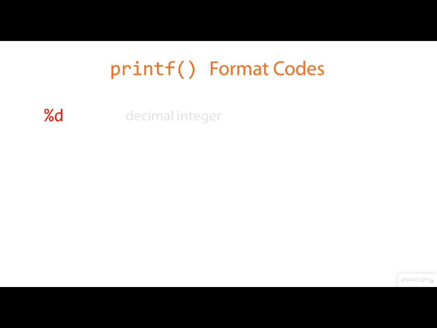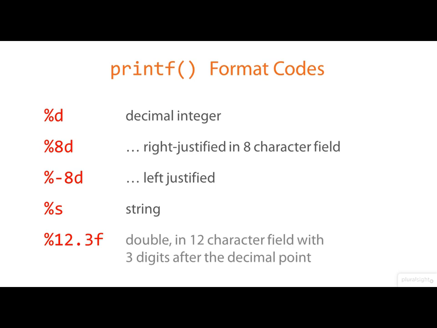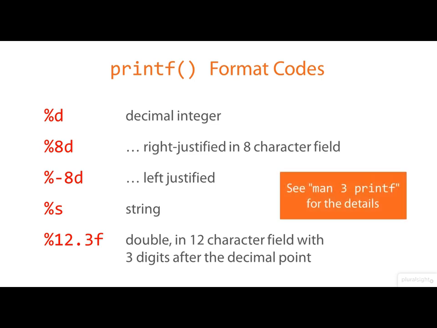So we'll begin with %d, which says just to output an integer as a decimal value. Here we introduce the idea of a field width. The value will be right justified in an 8-character field. We can specify a negative field width, in which case the output will be left justified in the field. %s outputs a string. And here we have a slightly fancier example. The f format code says that we are outputting a floating point value, that is to say a double in C terms, in a 12-character field with 3 digits after the decimal point. As I say, for the full details of this, have a look at the man page.